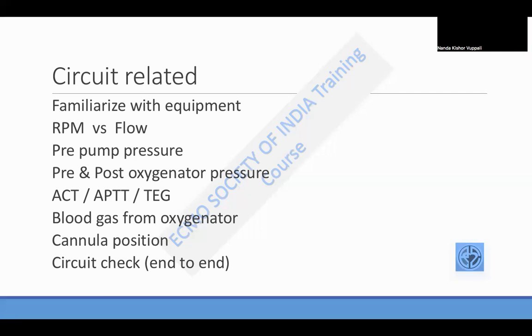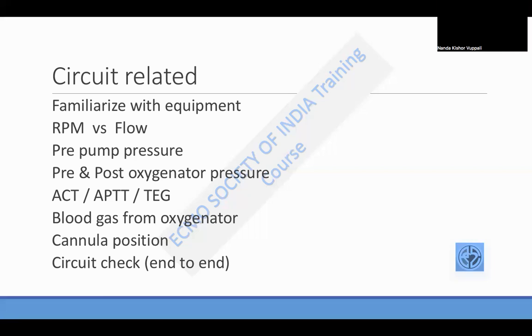And then we do a blood gas from the oxygenator once a day. That tells us the efficacy of the oxygenator. Usually when the patient goes on ECMO, we would expect PaO2 to be more than 300, and generally it is in the 400 zone. If it is anything less than 200, it is a bit of a worry.